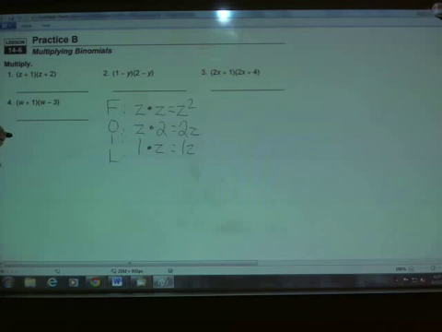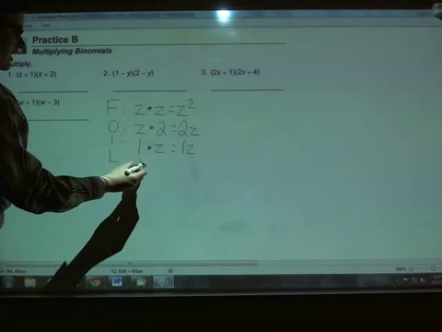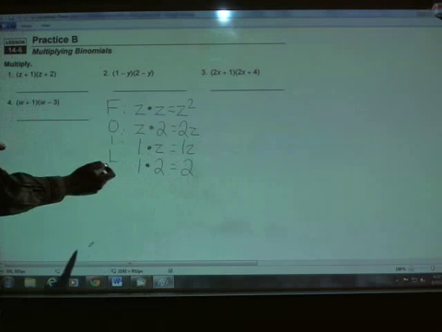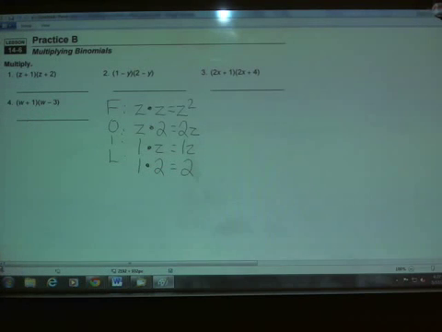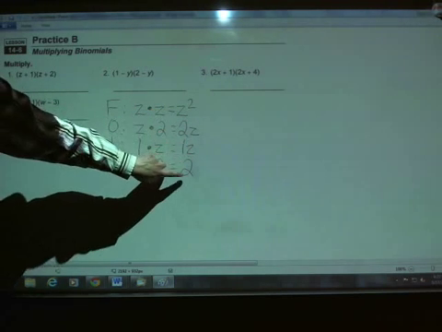And L stands for the last. They're the last term in each binomial. That's 1 and 2. I multiply those together, and I get 2. Now it's a matter of running all these answers together. Since they have plus signs, we're just adding this whole thing together. So it's going to be z squared plus 2z plus 1z plus 2.